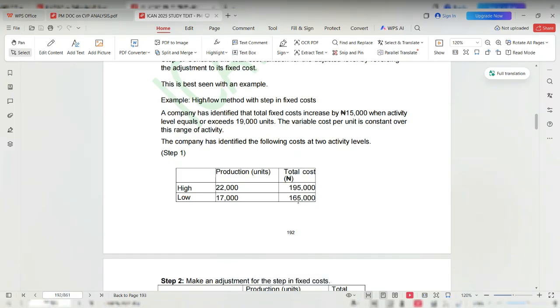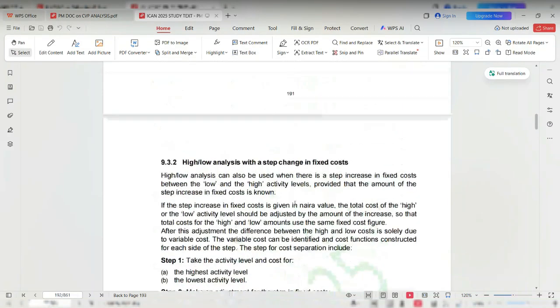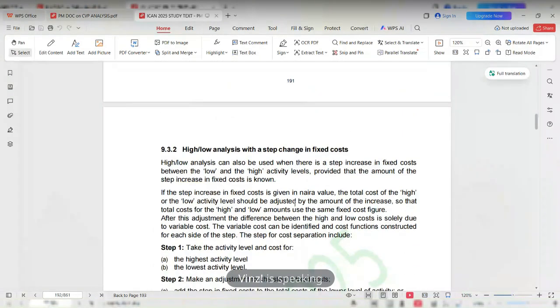Your what's it called? The voice is actually not really clear. But if I can get you, you are still asking the same question Sister Ife asked. Why are we only adjusting total cost? Let us go back to this. Wait, high and low analysis with step changes in fixed cost. Can you hear me now? Yes, it seems it is getting clearer now. Yes, I can hear you now. I think it's clear now.